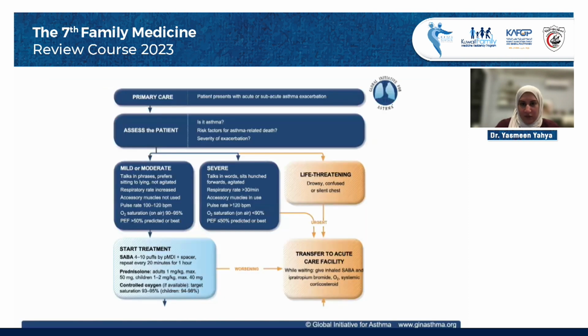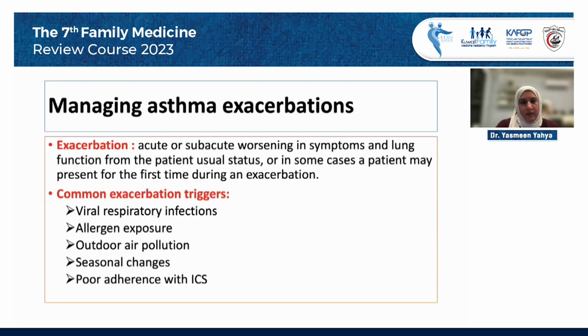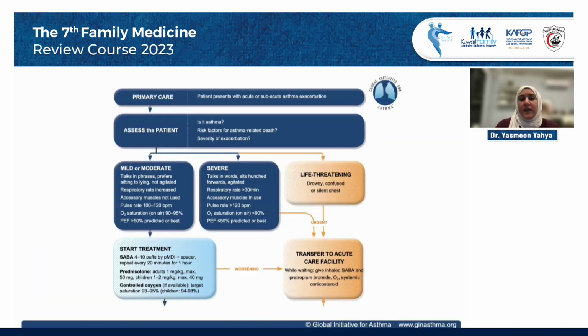The exacerbations, of course, are acute worsening of the symptoms. And GINA divides them into mild or moderate and severe. If the patient is talking in phrases and has respiratory rate increased, but not more than 30, not using accessory muscles, the pulse rate is between 100 and 120, and the oxygen saturation is above 90%, this is a mild or moderate attack. So here you'll give, of course, Ventolin, you give prednisolone 40 to 50 milligrams, and you'll give oxygen if needed.